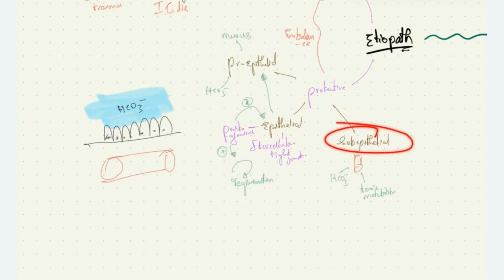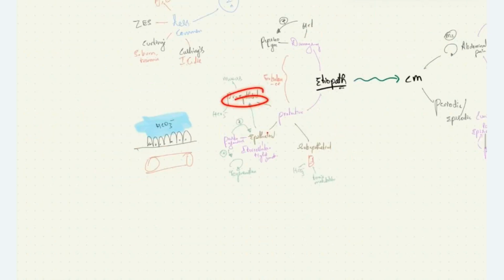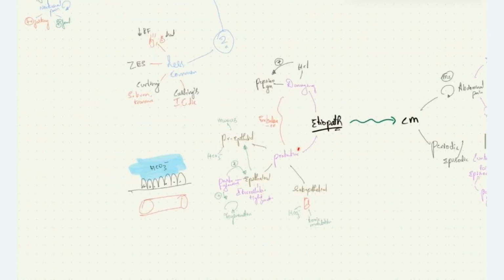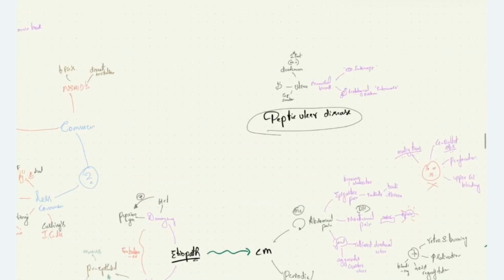Then we have sub-epithelial protective factors. Those are bicarbonates from the blood. The bicarbonates from the blood reach the epithelium, which are secreted into the pre-epithelial layer. So bicarbonate from the blood flow, and also the blood will remove the toxic metabolites which are present at the level of epithelium of the stomach. These are the pre-epithelial, epithelial, and subepithelial protective factors. The imbalance between damaging and protective factors causes peptic ulcer disease.